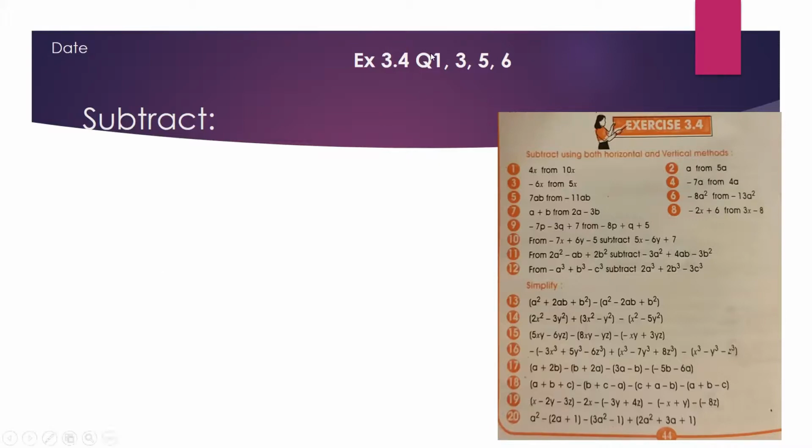Exercise 3.4, we have to solve how many questions? We are running out of time. 10 minutes are left. So be quick. How many questions are there? 4 questions for today. 1, 3. Be careful about the sign.